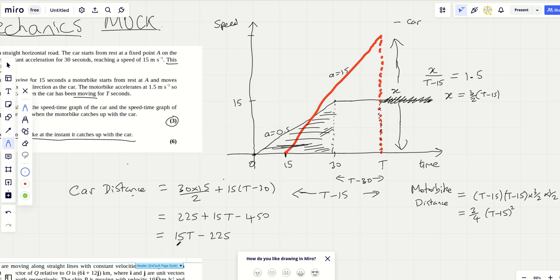Okay, so what have we got here? We've got this distance, we've got this distance. We can equate the two and find t. And that's definitely most of the marks for this question. I'll tell you how many marks it is in a second.